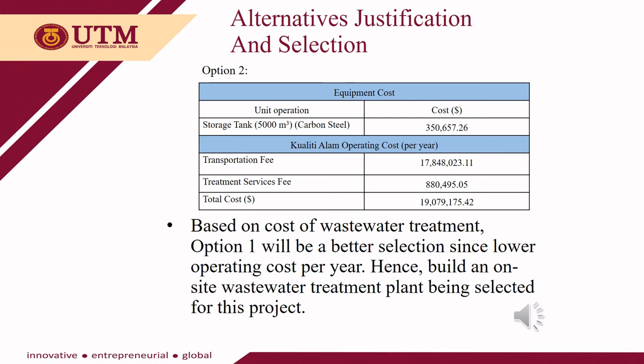This table shows the overall cost for the second option of our wastewater treatment. As you can see, option 2 cost is much higher than option 1. Based on the cost of wastewater treatment, option 1 would be a much better selection since it has a lower operating cost per year. Hence, building an on-site wastewater treatment plant is selected for this project.